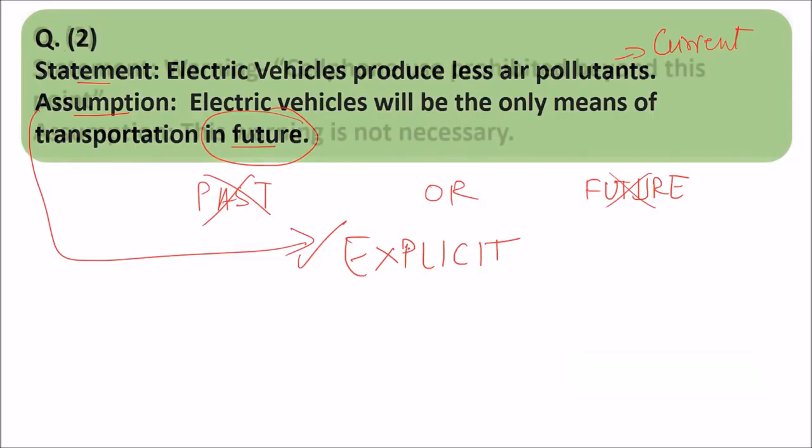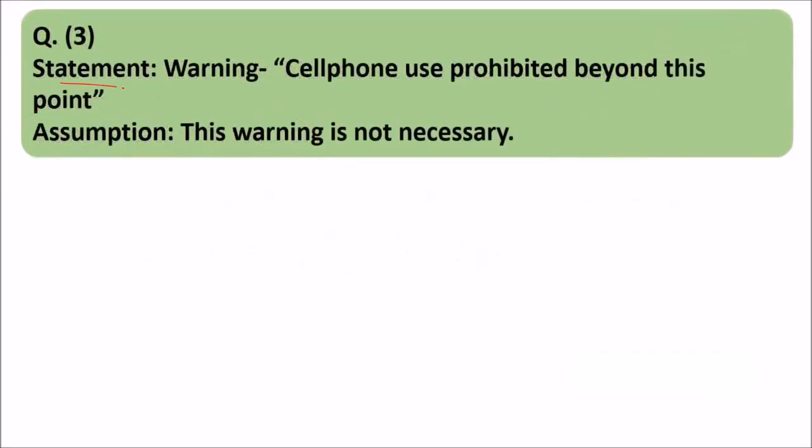Moving to the next step. Question number 3, statement. Warning. Cell phone use prohibited beyond this point. Assumption. This warning is not necessary.